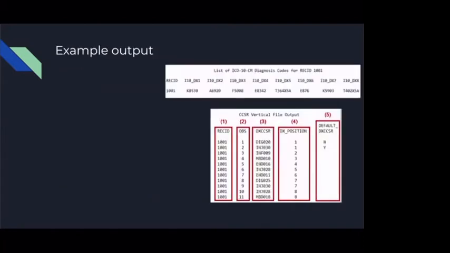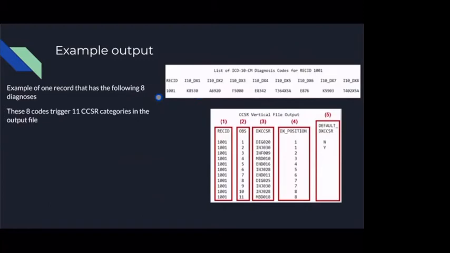So here's kind of an idea of what you can get out of using this software tool. On the top image, we have one patient ID. That's the rec ID over here. And this simple patient record had 8 diagnoses, which are listed across the board here. And those 8 ICD-10 codes triggered 11 CCSR categories in the output file.